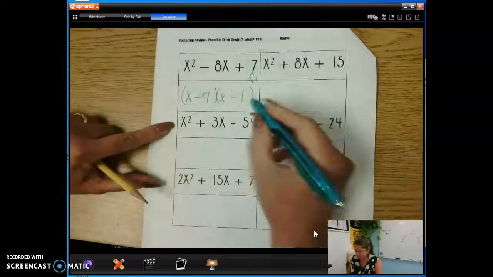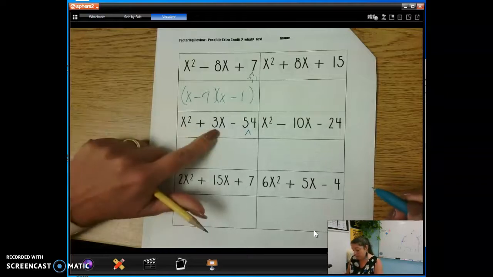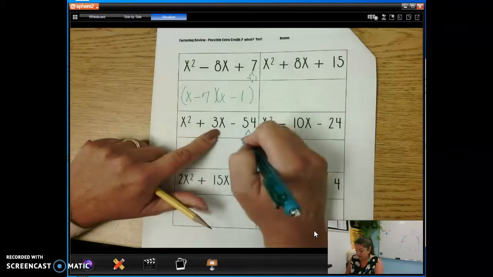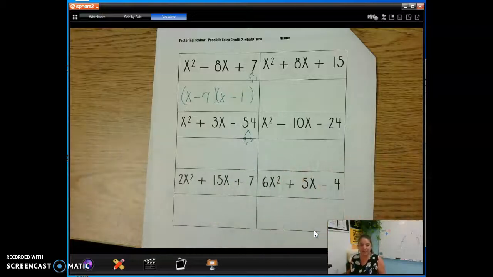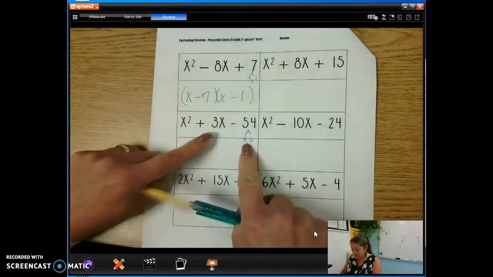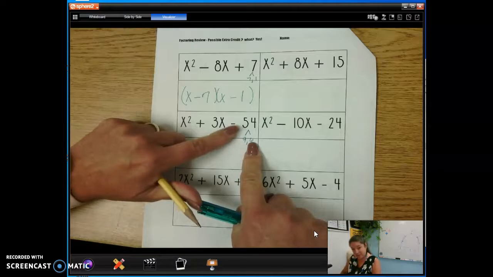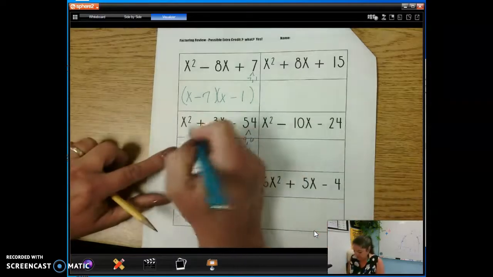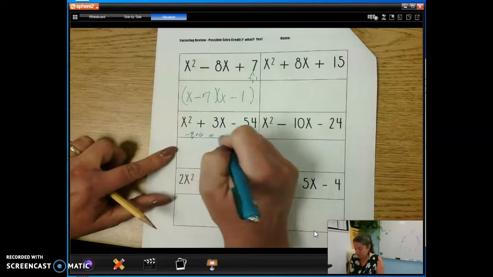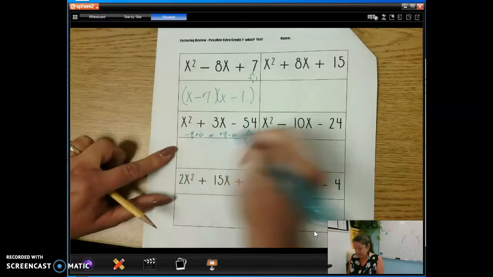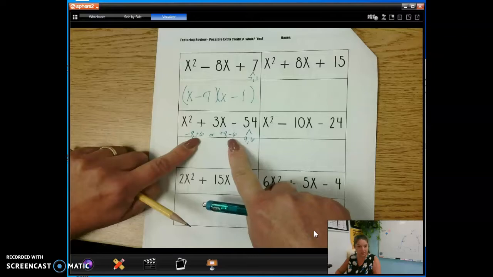So if you take a look at this one, the two numbers that are going to multiply to give you 54 and that are also going to give you a 3 are going to be a 9 and a 6, but then you have to decide and balance out what kind of 9, what kind of 6, because you want to get a negative 54, right? So is it going to be negative 9 and positive 6, or is it going to be positive 9 and negative 6? And one of those combos will give you that positive 3 in the middle.